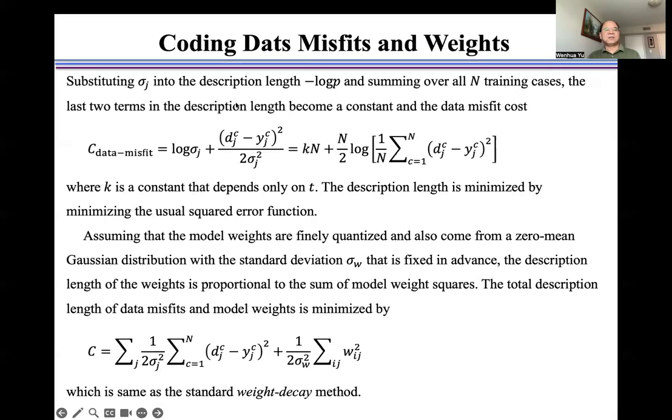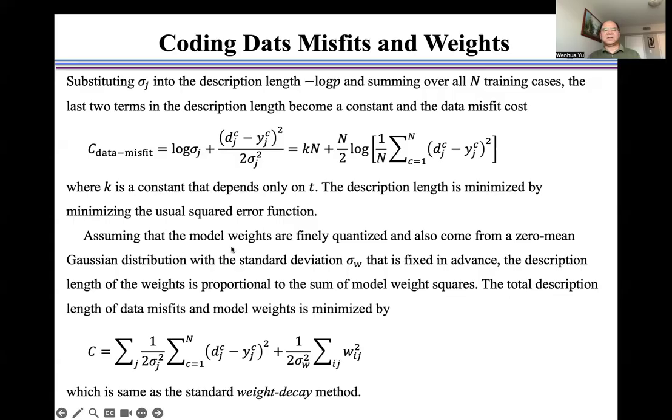Substituting sigma j into the description length, negative log p, and summing over all n training cases, the last 2 terms in the description length become a constant and the data misfit cost, as shown here, as the last 2 terms: this constant, and this data misfit cost. Where k is a constant that depends only on n, the description length is minimized by minimizing the Euclidean square error function, as shown here.